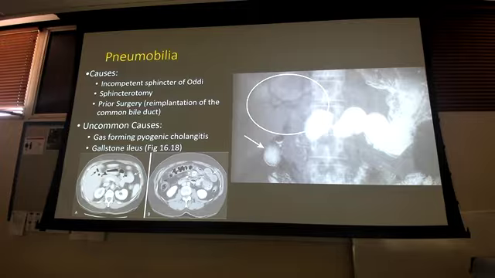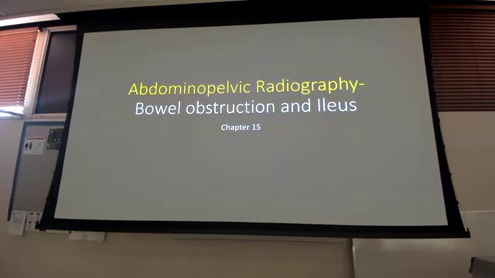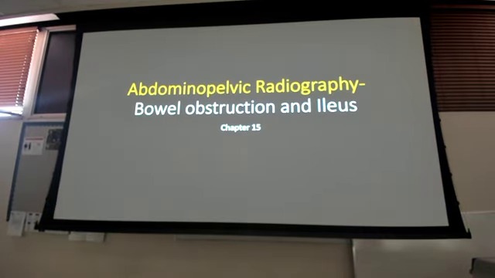Uncommonly, gallstone ileus or gas-forming pyogenic cholangitis. Don't worry about that, GI. That is a possible cause. But more common than not, it's going to be related to probably a prior surgery in that area, or some incompetent sphincter ability. Those are gonna be your two main ones. Questions on the 4 different types of air, how to see them, how to visualize them, understand where they're at, that kind of thing.